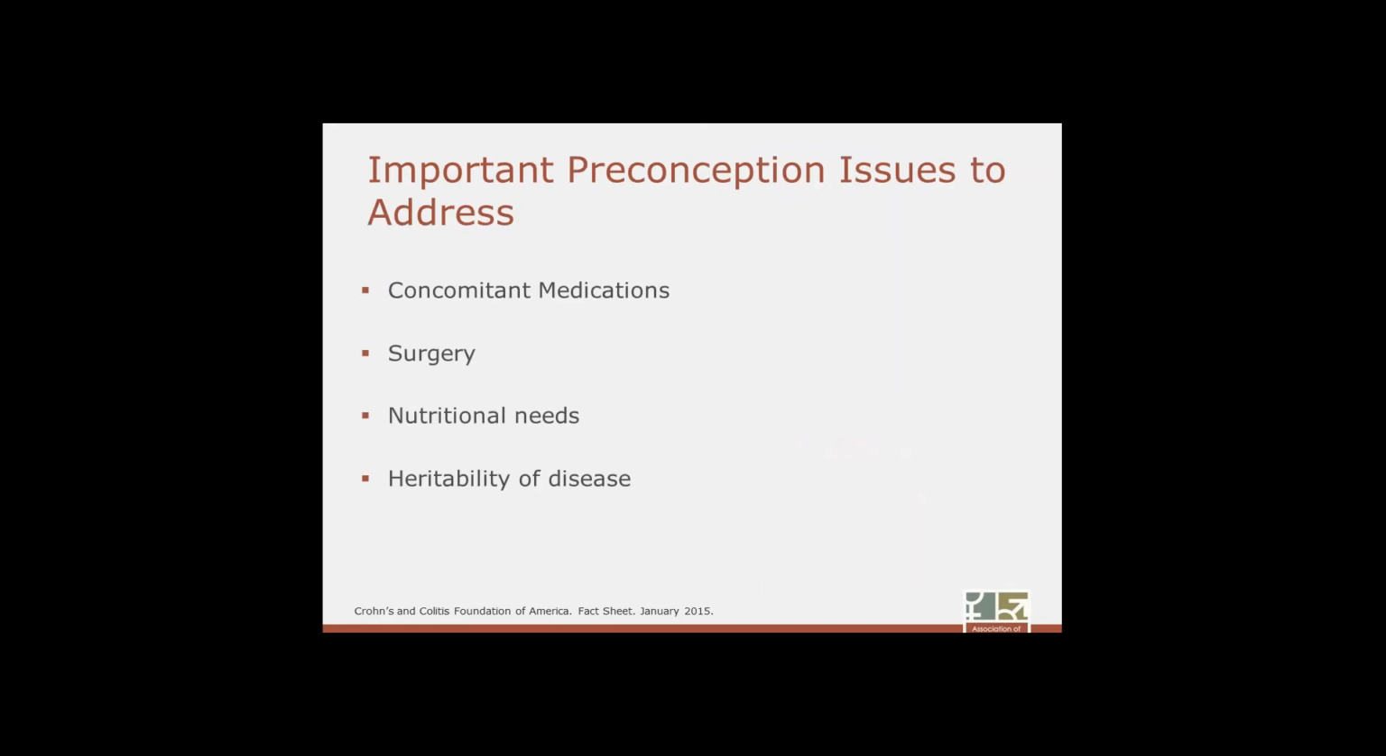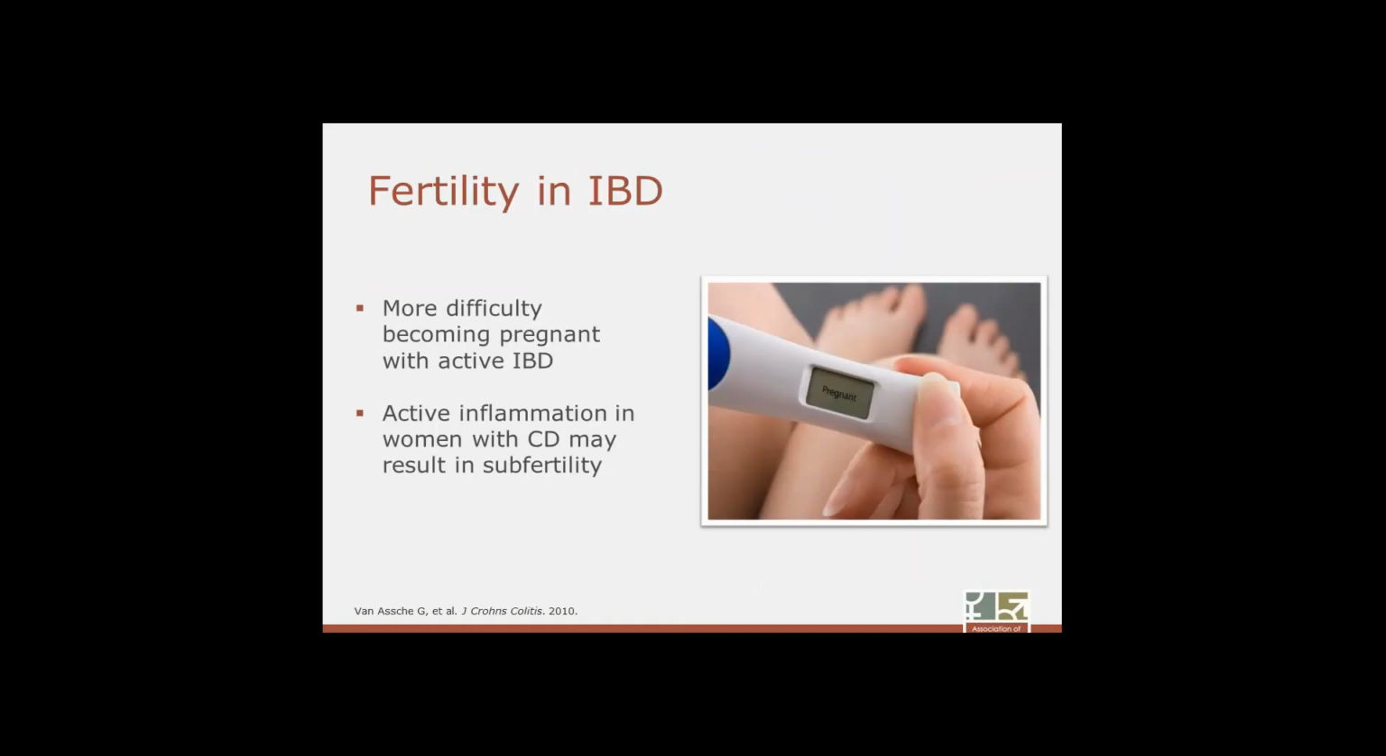Now, this is a list of important preconception issues to address. And in the previous webinar, we talked about heritability, disease, and nutritional needs. I'm going to go more in depth about medications and surgical considerations. But first, let's talk more in depth about fertility and IBD.